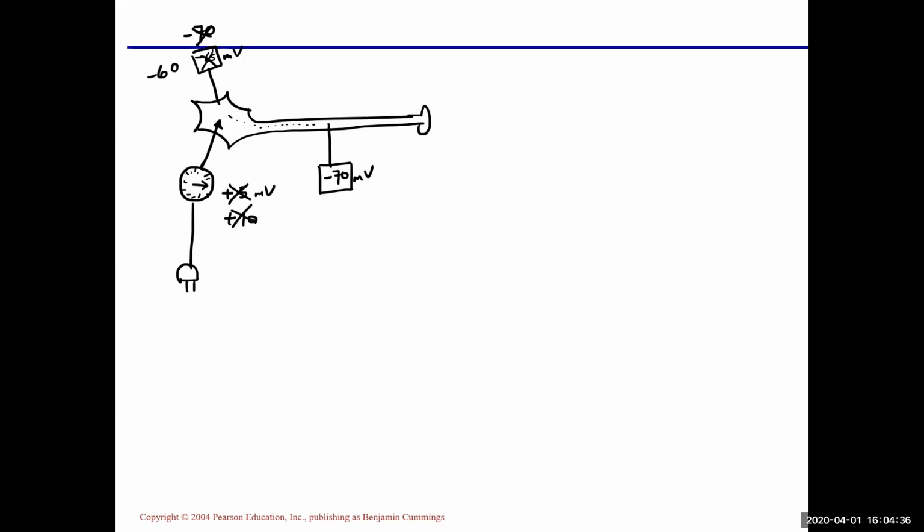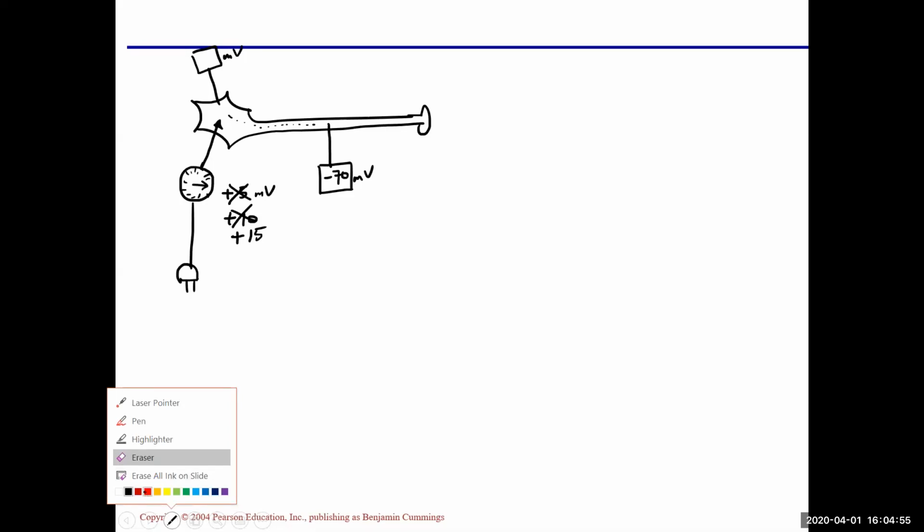What if I keep trying and zapping it with +15 millivolts? Now something else is going to happen. All right. So in other words, this -70 all of a sudden is going to change to around +30 or +35. All right, so all of a sudden this one is going to change from -70 to around +30, 35. Okay, which is a little bit different now.